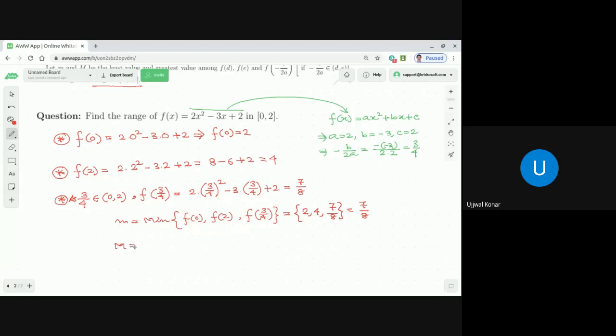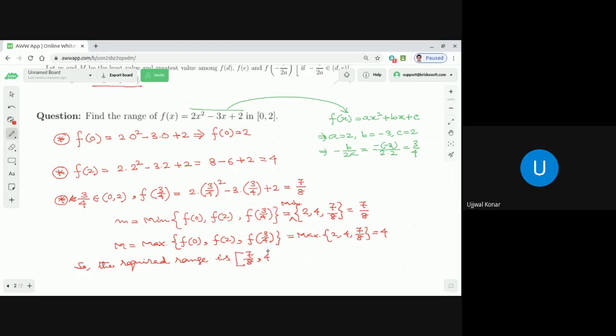And what is capital M? Capital M is nothing but the maximum among f0, f2, and f of 3 by 4. Correct or not? Sorry, earlier I needed to write minimum, but here I am writing the maximum among 2, 4, and 7 by 8. So what is the maximum value? 4. So what is the range then? Not restricted range, we can call it the range. So the required range is 7 by 8 closed interval to 4 closed interval.